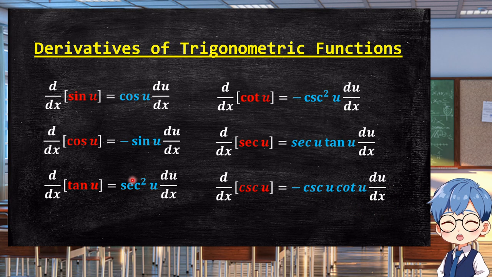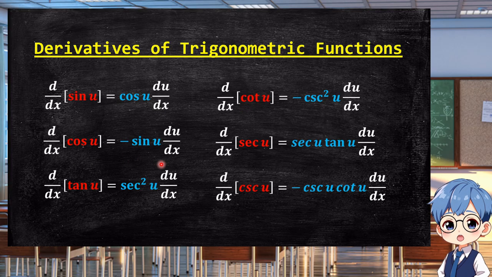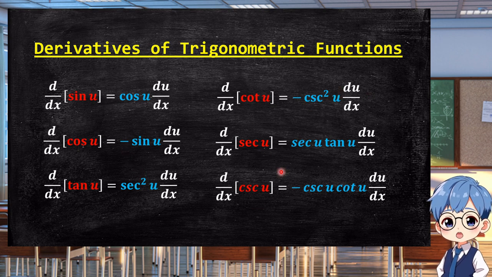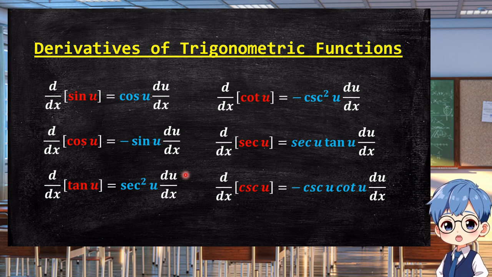So take note, the functions that start with c, just to make it easier for you to memorize when to use negative or not. If it starts with c, like cosine u, cotangent u, and cosecant u, they are all negative. So that could be a pattern for you to memorize the formulas. So these are fundamental tools in calculus, especially when working with the chain rule, product rule, or solving real-world problems.